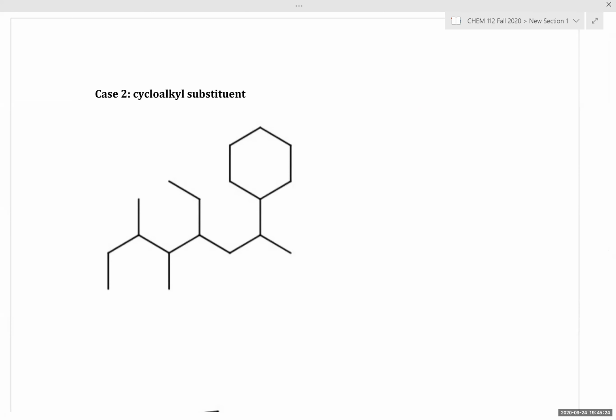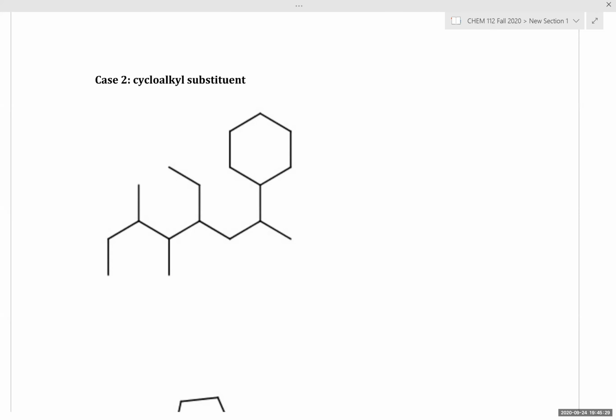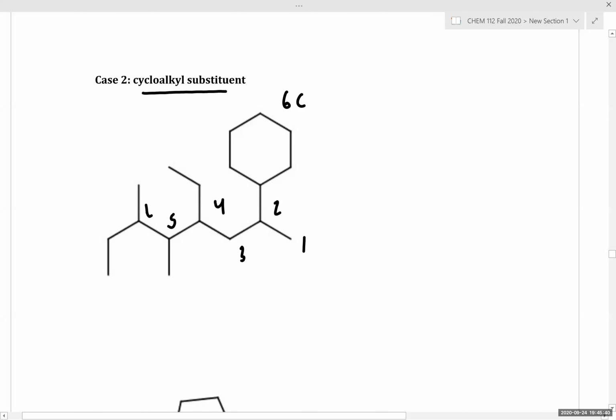Let's do one more set of cases for this supplemental lecture. Let's look at case number 2, where we have a cycloalkyl substituent. In this case, we have a 6-carbon cyclohexane chain, but our main chain has a total of 8 carbons. Note, as a rule, when you're writing your longest chain, you never go into your cycloalkane substituent, okay? So you never count into your cycloalkane substituent. So let's look at our 2 numbering methods.